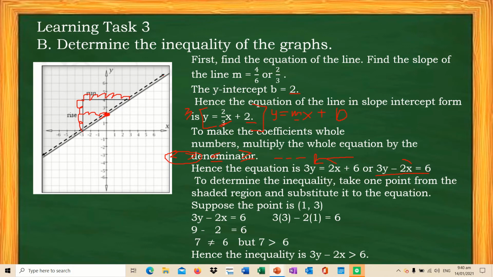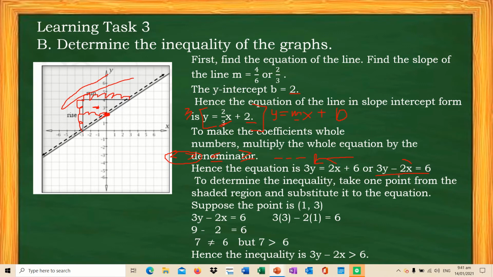So, ang hinahanap natin ay yung inequality ng region na to. Okay, so to determine the inequality, take 1 point from the shaded region. So, ito yung ating shaded region, yung upper part. So, kukuha kayo dyan ng isang point. Kahit saang point, basta galing sa region na to, sa shaded region. So, ang gagamitin natin is 1 and 3. So, etong point na to. 1 and 3. So, yan ang coordinates niya.